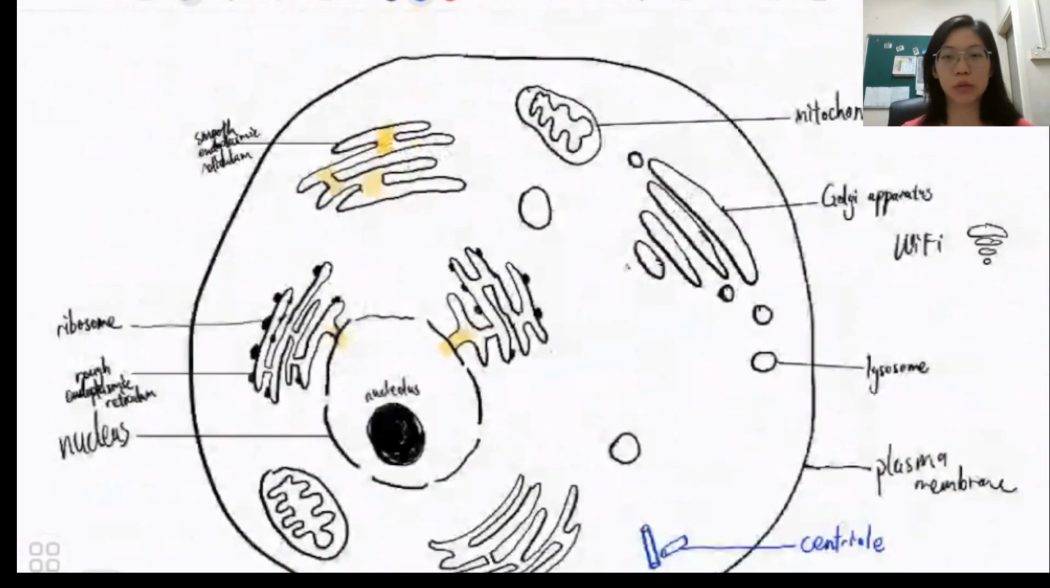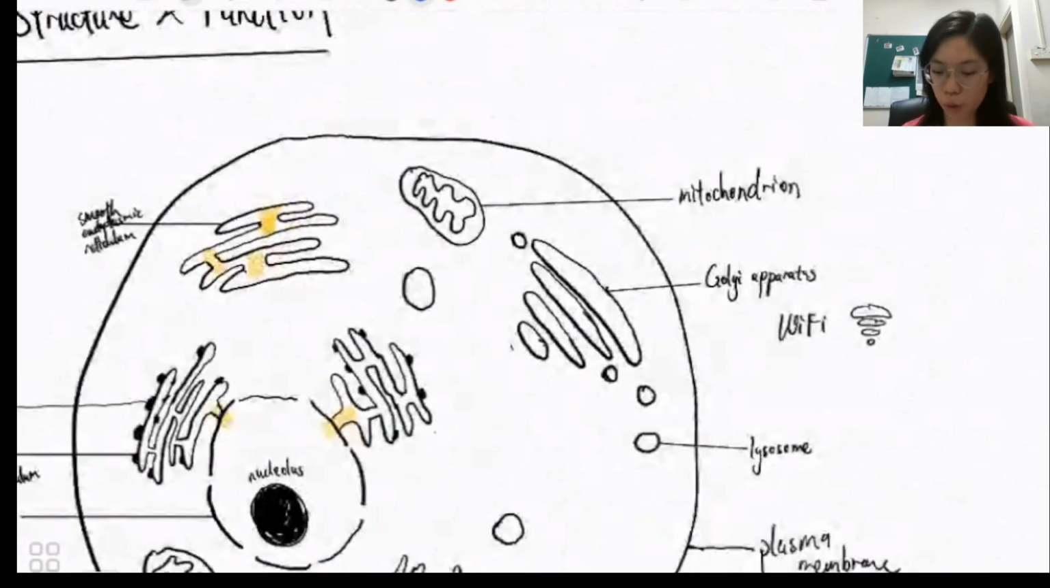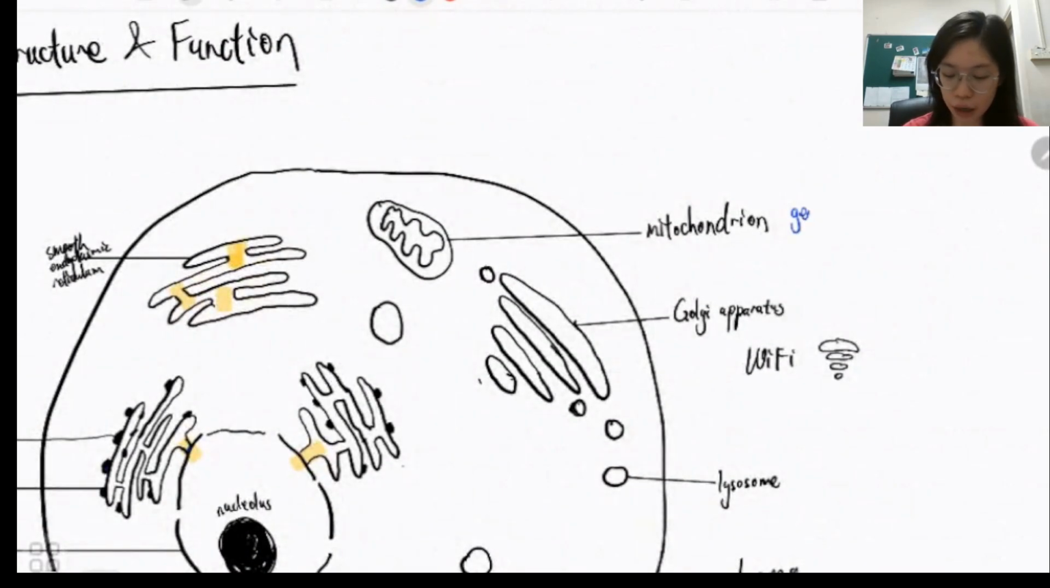So mitochondria is very obvious. It is the powerhouse of the cell. It will be the one that generates energy in the form of ATP through cellular respiration.